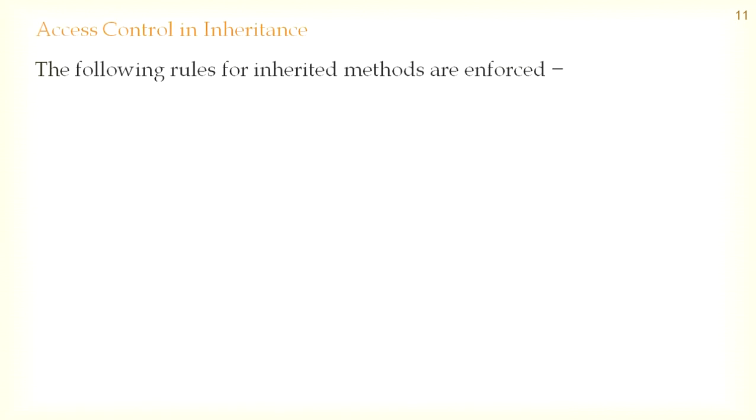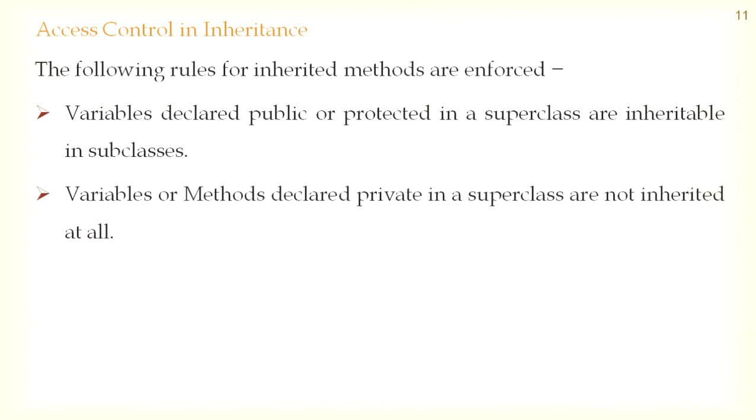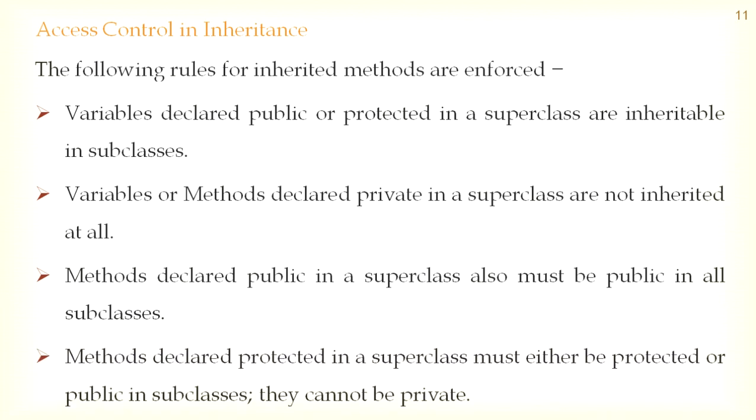Access control in inheritance. The following rules for inherited methods are enforced. Variables declared public or protected in a superclass are inheritable in the subclass. Variables or methods declared private in a superclass are not inherited at all. Methods declared public in a superclass must also be public in all subclasses. Methods declared protected in a superclass must be either protected or public in subclasses. They cannot be private.